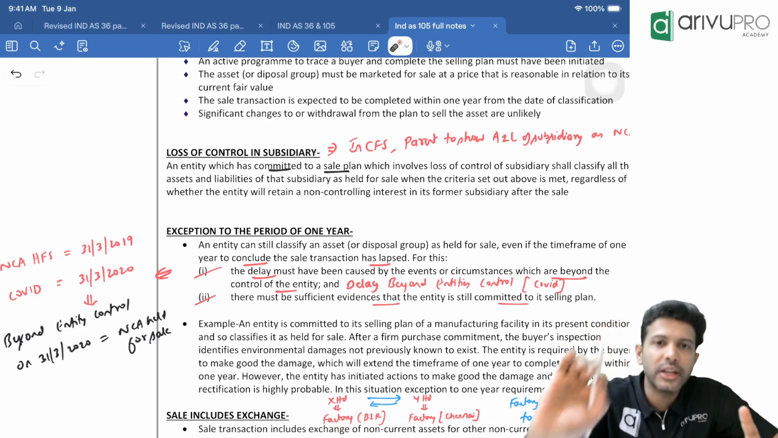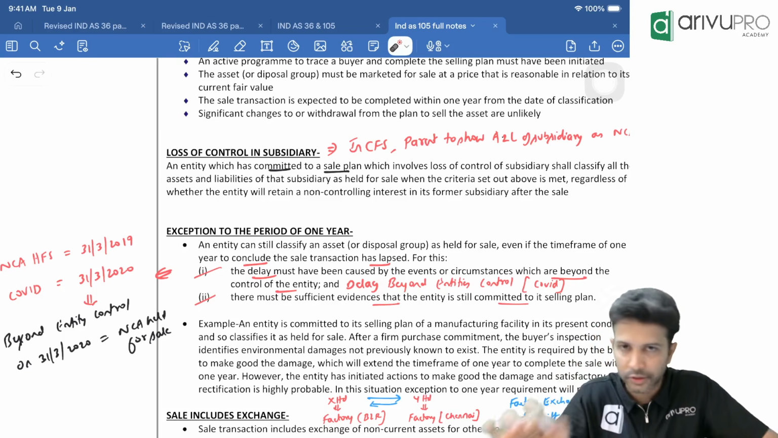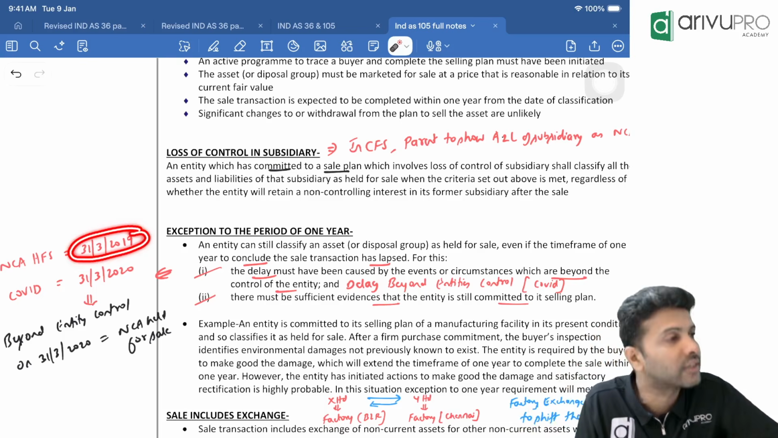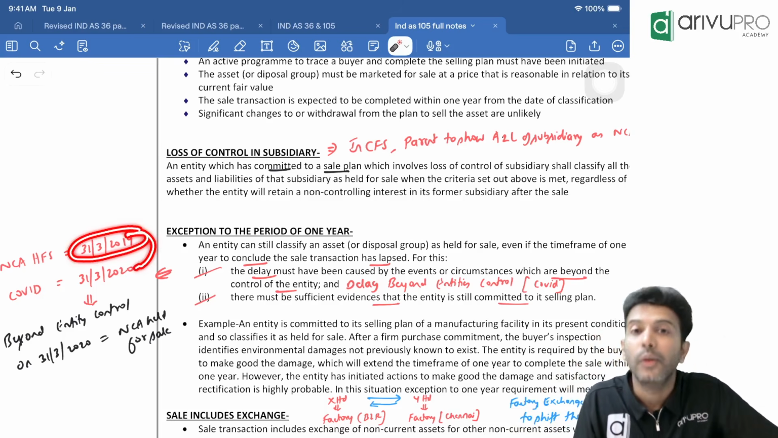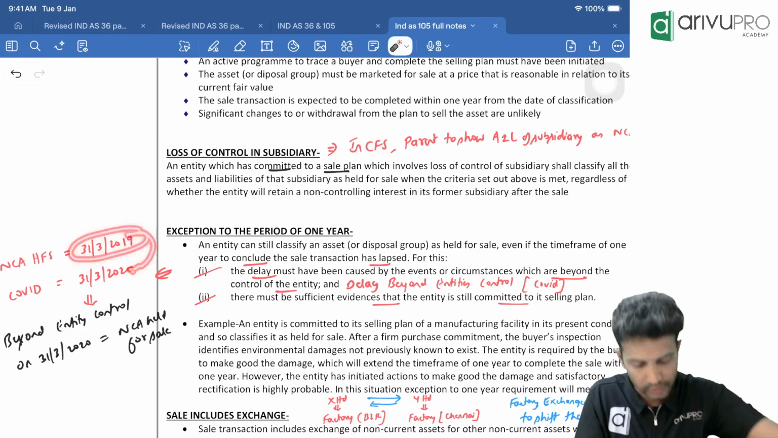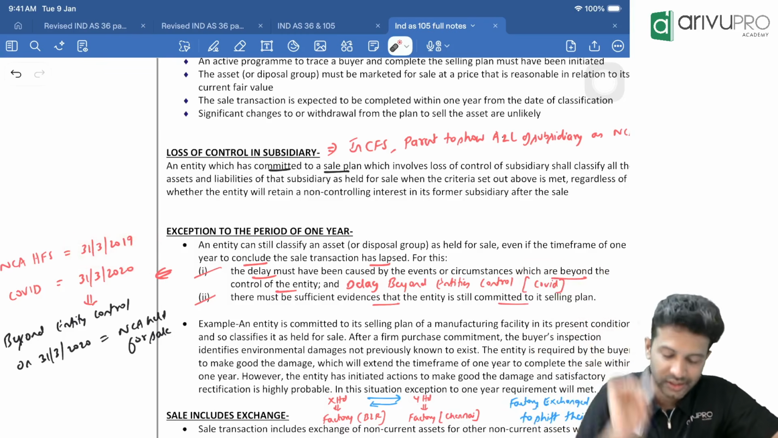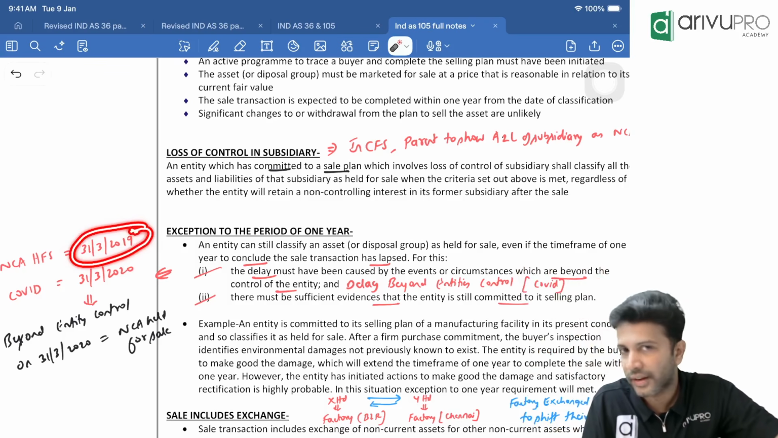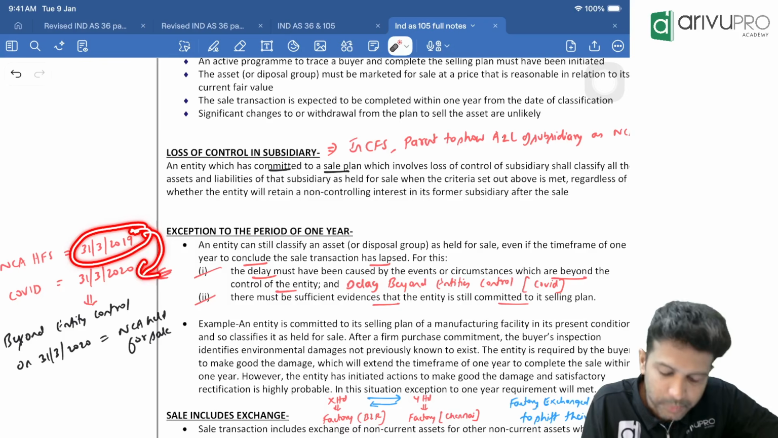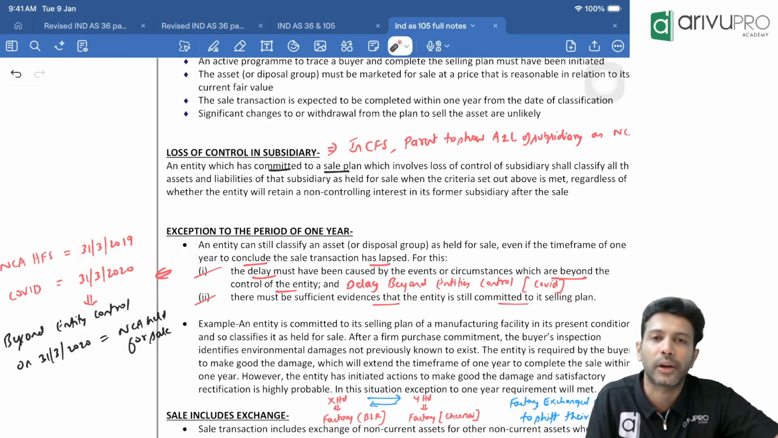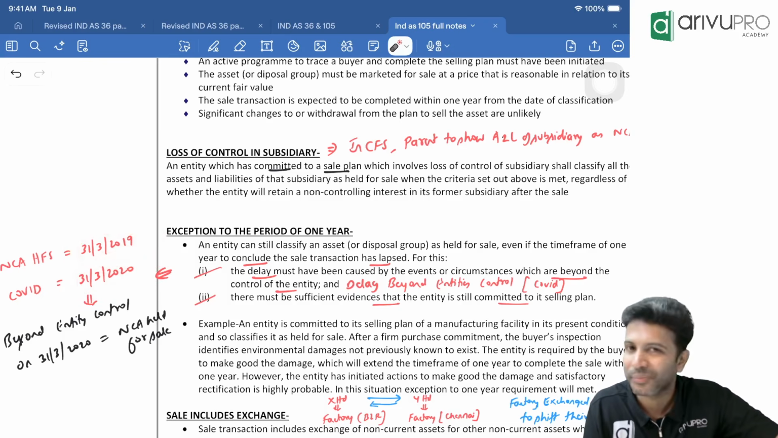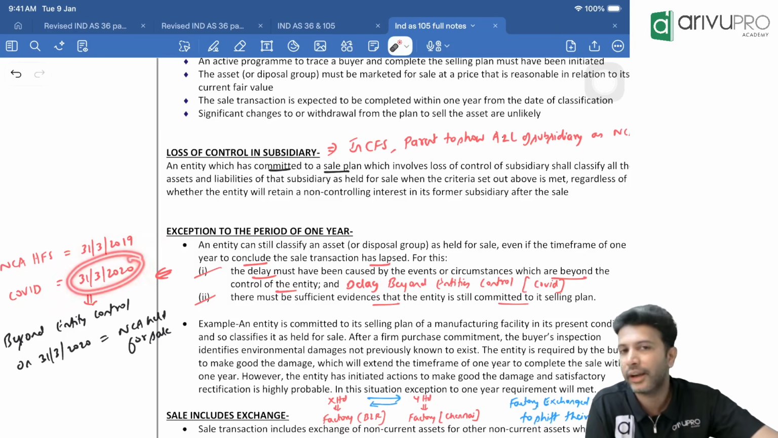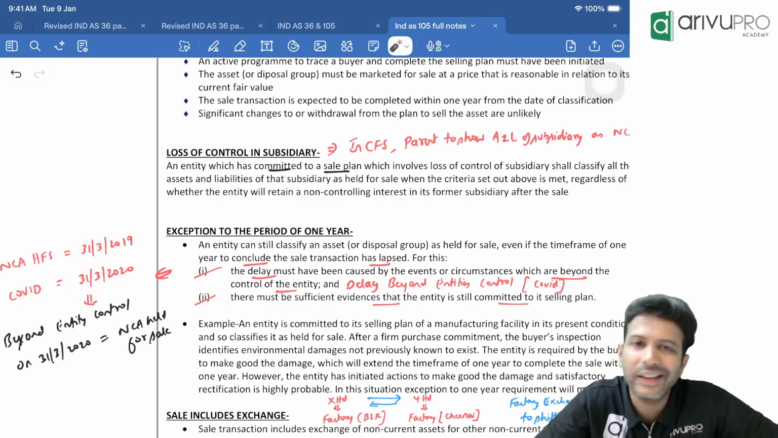Now, one of the conditions for you to classify it as held for sale is that from the day you classify it as held for sale, within 12 months, you should have sold the asset. So if you have classified it as held for sale on 31st March 2019, count 12 months from this date. 12 months from that date is 31st March 2020. So by 31st March 2020, we should have sold off this non-current asset.